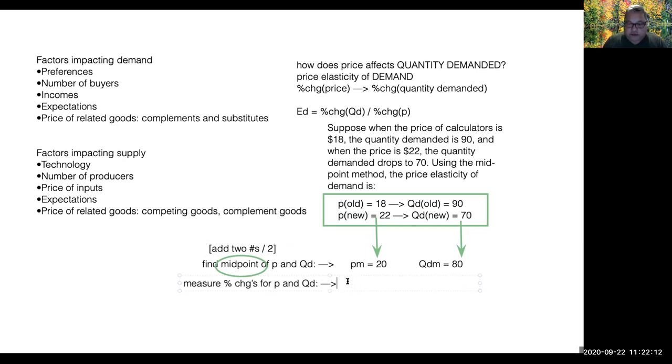And so the way to do that in the case of the price, to get the percentage change in price, what we do is we take the new price minus the old price, and we divide it by the midpoint. And we do exactly the same thing for the quantity demanded. We take the new minus the old, and we divide it by the midpoint.